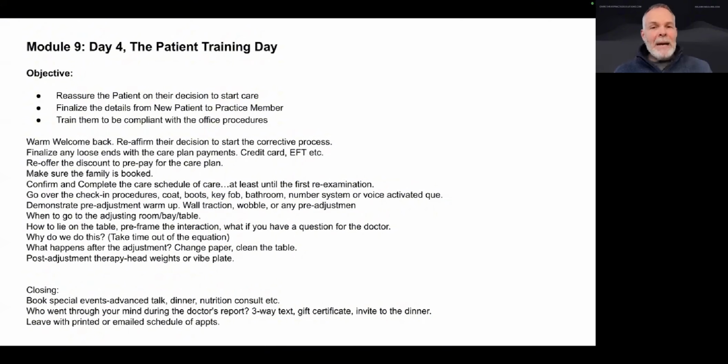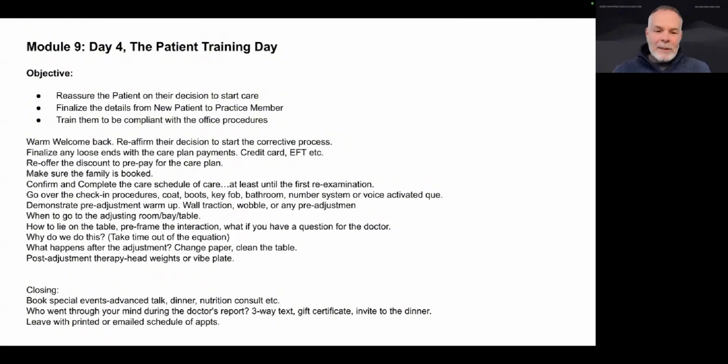A lot of things happen after day 3 in the patient's mind. They question, did they make the right decision? This is a big commitment financially. Are they going to be able to put the time in to do this? So when they do come in on day 4, we want to quench all of those concerns and just reassure them that this is the right decision and everything's going to be fine. So that's what we train with the team.